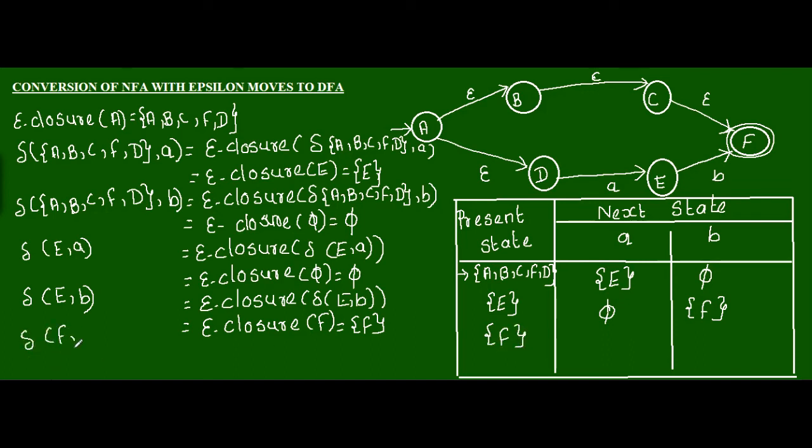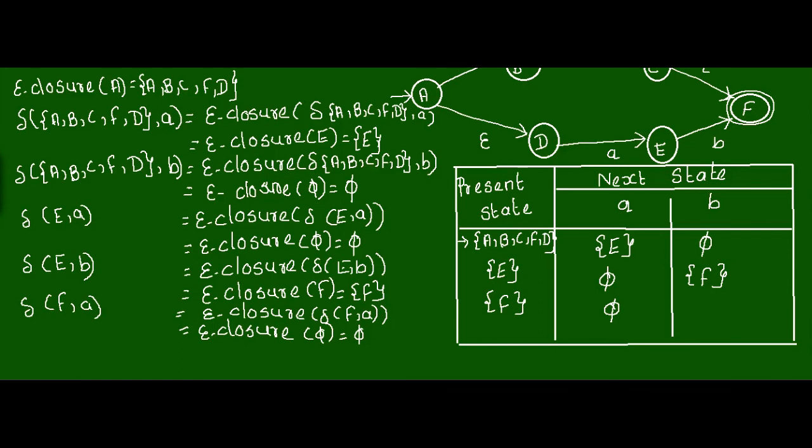Now I am going to find the transition for this F. F is your present state. If input is a, there is no next state. So it is the null closure of empty. That is empty here. So if input is a, for present state F, the next state is empty. Now I am going to find for input b. If F is your present state, b is your present input, I don't have any next state. So it is empty over here. Null closure of empty is equal to empty. So I am going to write empty over here.